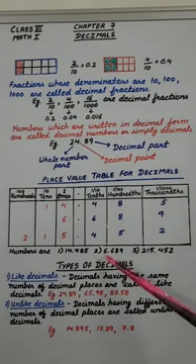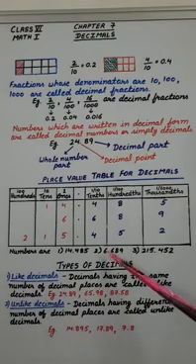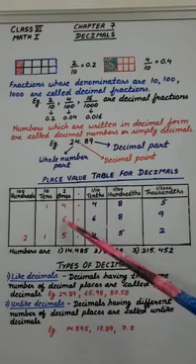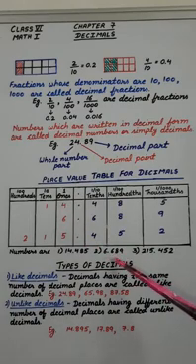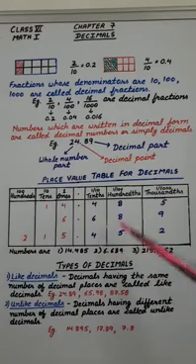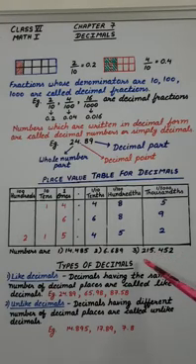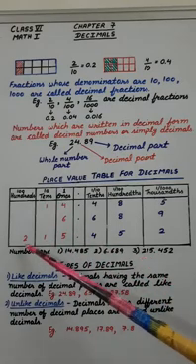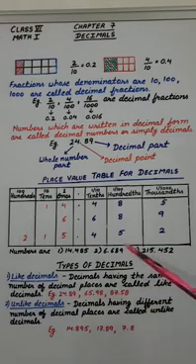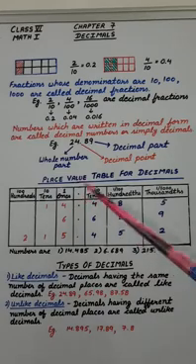The next number is 6.689. So 6 is before the decimal, so it will be at ones place. Now after the decimal, this 6 will be at tenths place, 8 hundredths place, 9 thousandths place. Similarly, this third number, 215.452. Here before the decimal, 5 ones place, 1 tens place, 2 hundreds place, and after the decimal 4 tenths place, 5 hundredths place, 2 thousandths place. This is how to write numbers in the place value table.